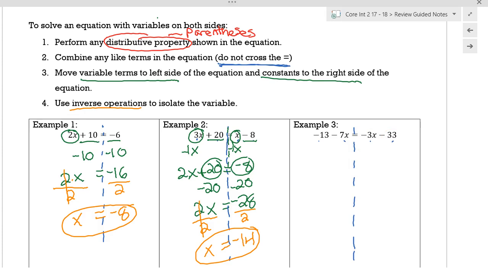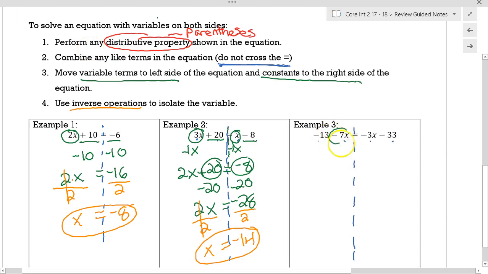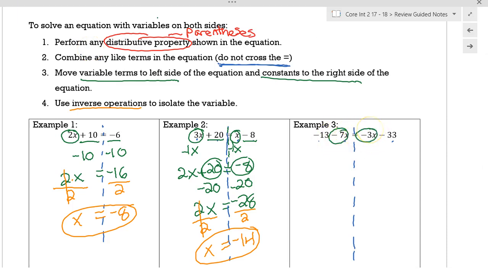So we're jumping into step 3, right? Variables on the left side, constants to the right. So here are my variables. So I need to move 3x over by doing the opposite. So that's negative 7x plus 3x. Right, negative 7 plus 3 is negative 4x. Those cancel out. I'm left with just negative 13 and negative 33.